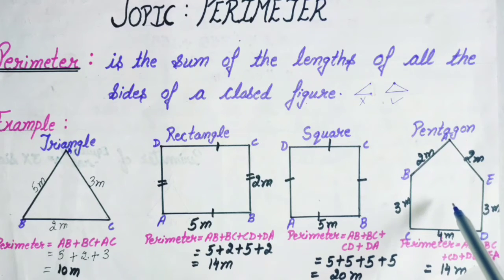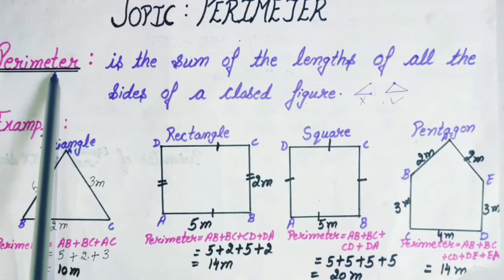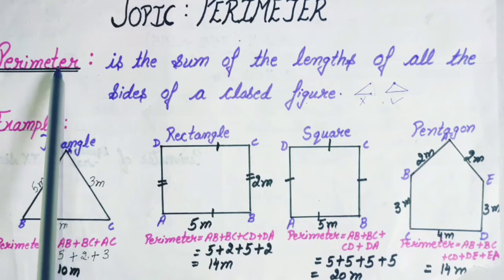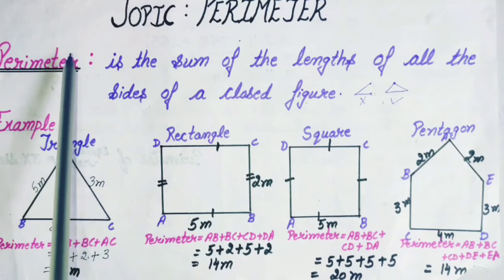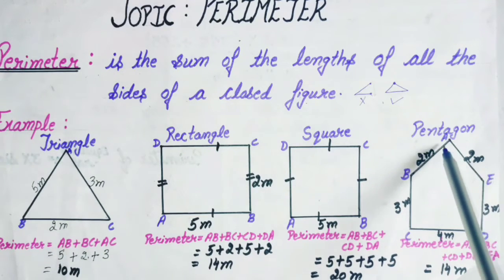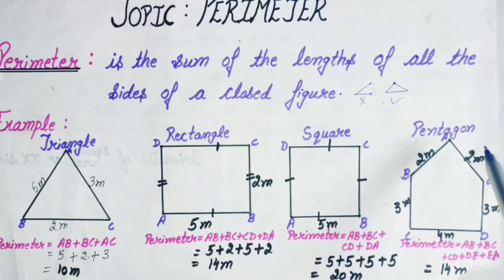Now let's move to the next figure, that is pentagon. Pentagon means a figure in which there are total 5 sides. We are not required to discuss the names of the figures. We have to just understand the perimeter. It means if we have 5 sides, 6 sides, 7 sides, it doesn't matter. To find the perimeter, we have to just add all the sides. That's it. Clear? So now we will add all the sides.